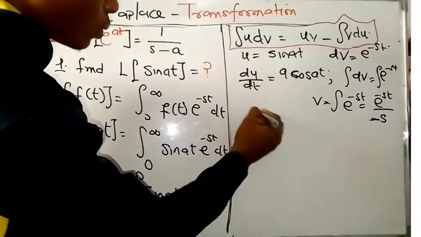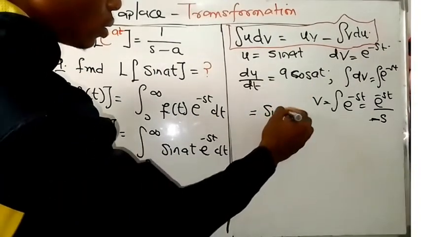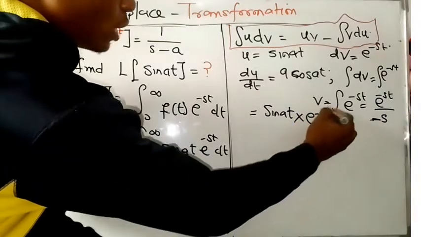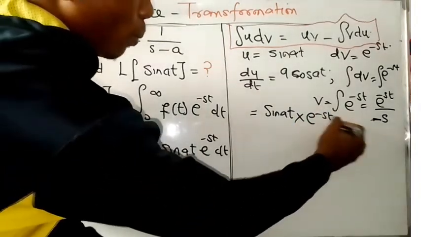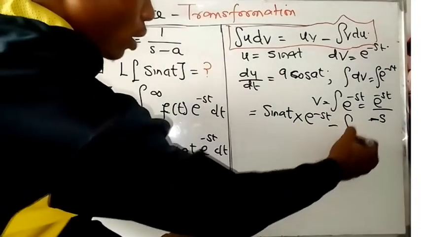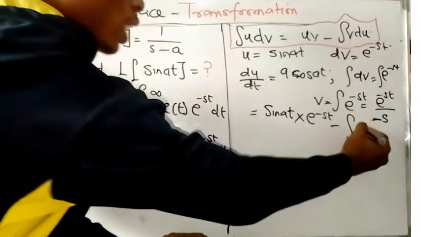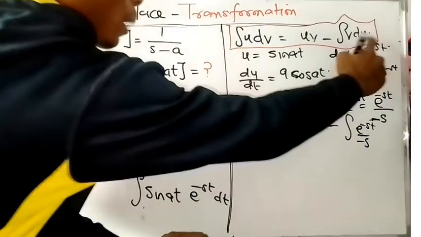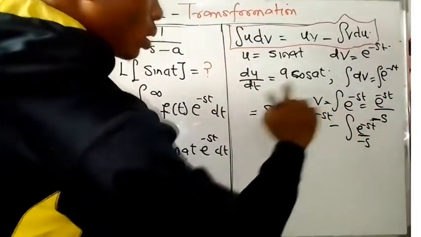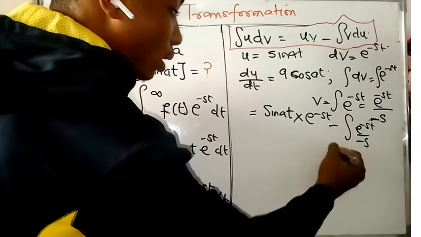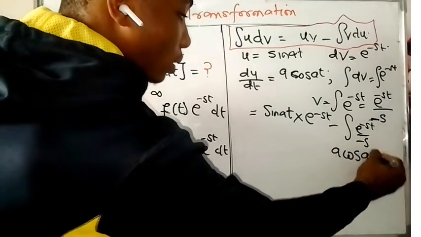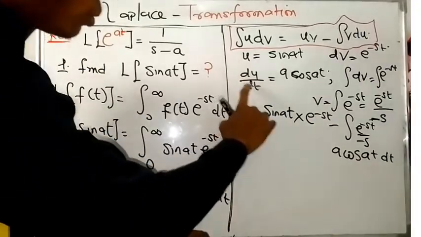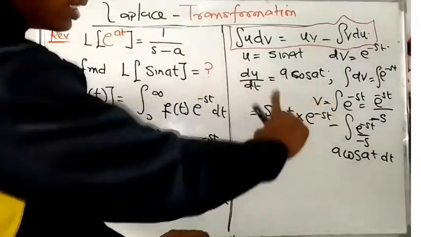So my u is sine at, times my v, which is the exponential of minus st, minus the integral. My v is what? The exponential of minus st divided by minus s. My du is what? Making u the subject of the formula, du becomes a cos at dt.